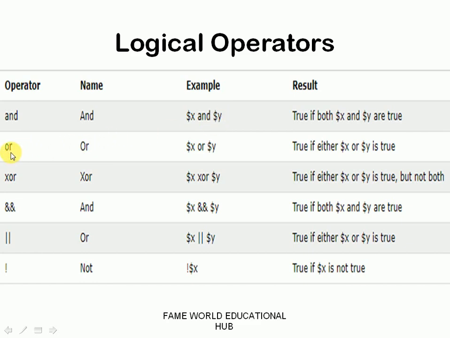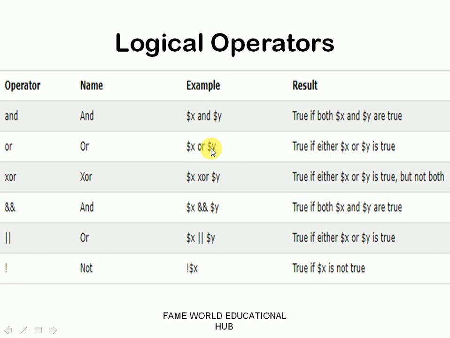Next, coming to the second logical operator, and this is OR. Its name is also OR operator. Here, true if either x or y is true. Here is a leniency: we can use this OR operator in that condition when we want to check if either of the values is true or false. That means it will return true if x is true and y is false. It will return true when x is false and y is true. It will return true if both are true.